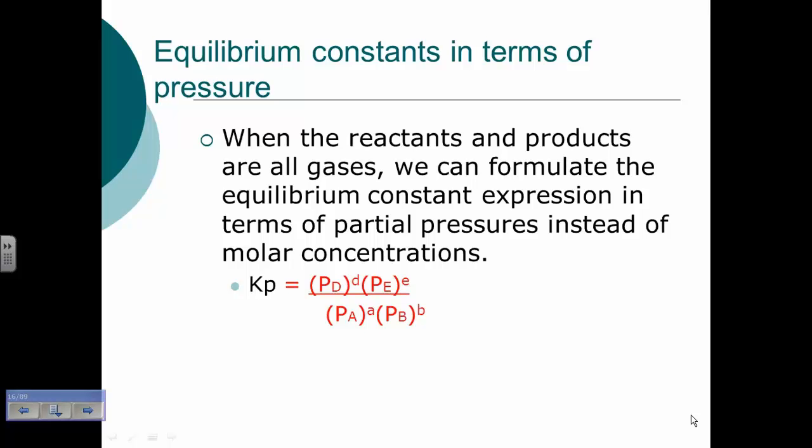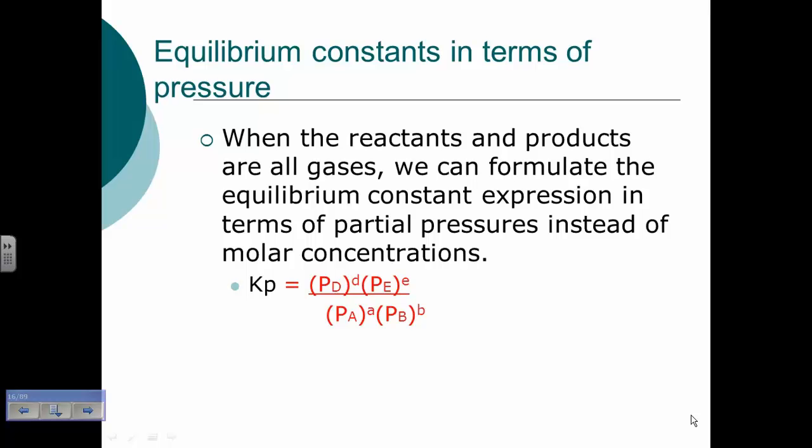Kp is equal to the partial pressure of product D raised to the coefficient D times the partial pressure of product E raised to its coefficient E, set over the partial pressure of reactant A raised to its coefficient A and the partial pressure of reactant B raised to its coefficient B. The only difference is instead of using brackets, we use a capital P to denote pressure. And in this chapter, as with all equilibrium expressions, we'll always use atmospheres for our pressure unit, ATMs.